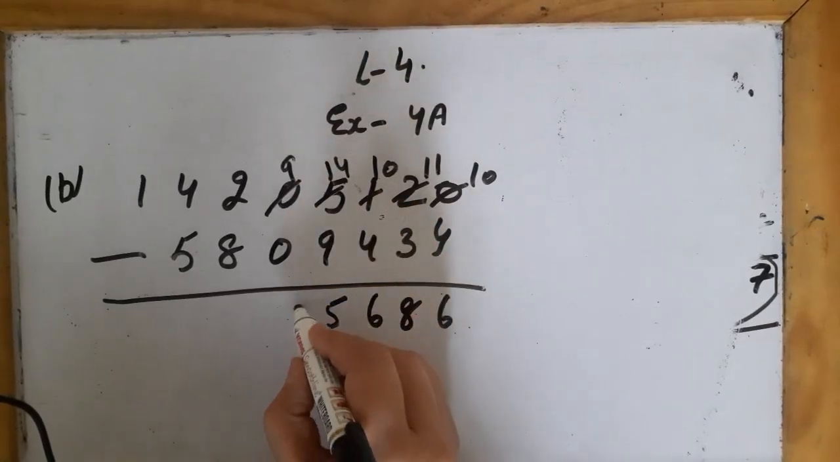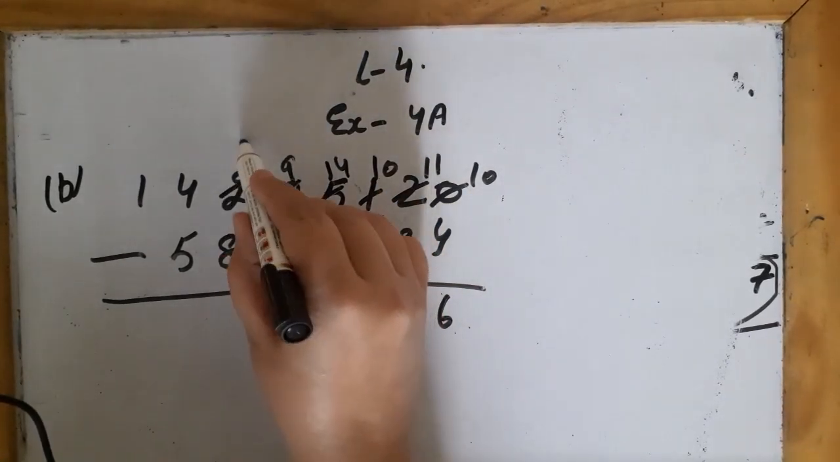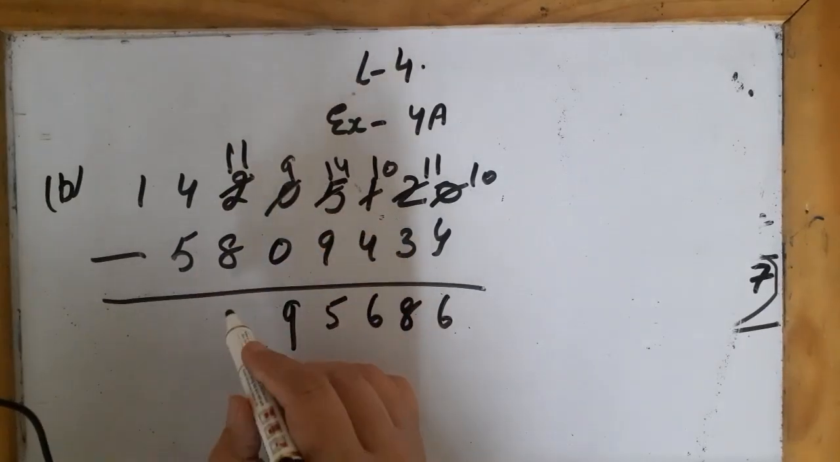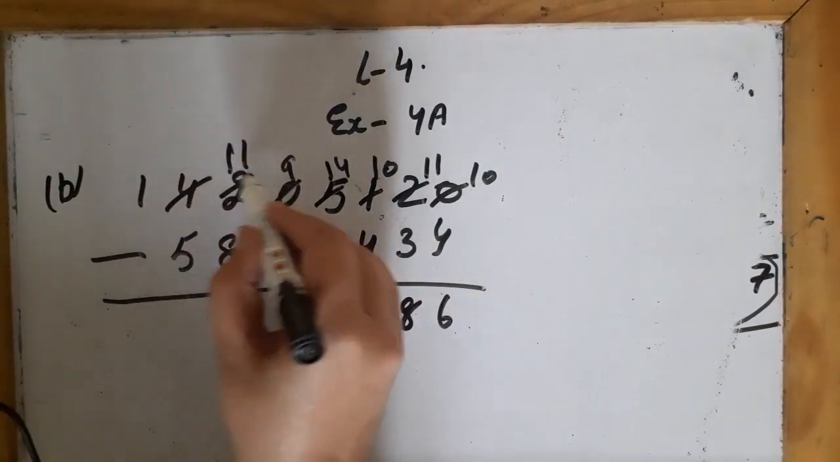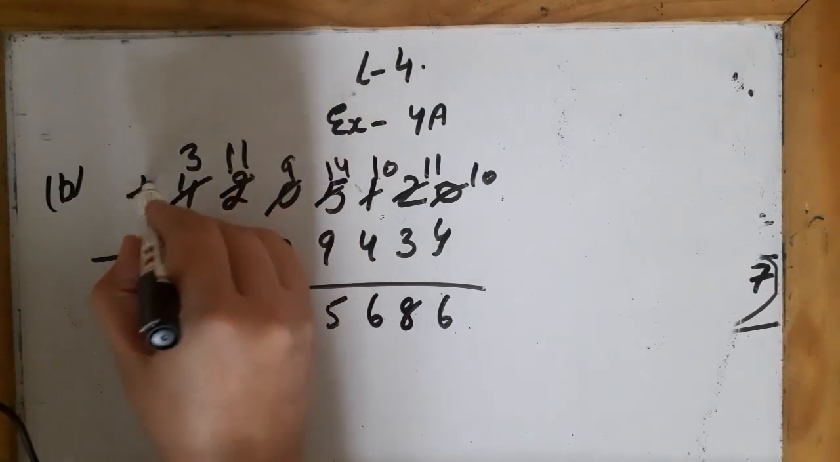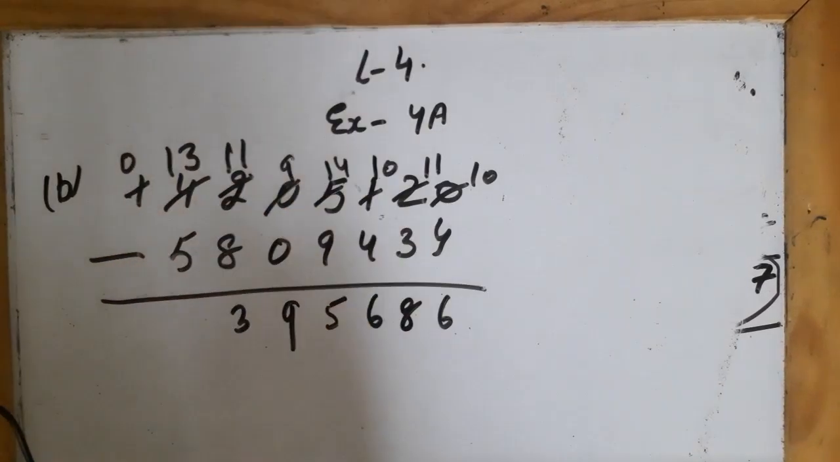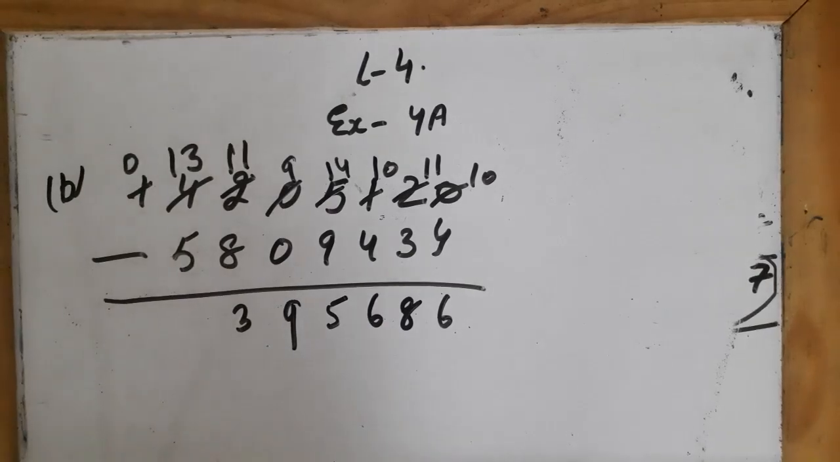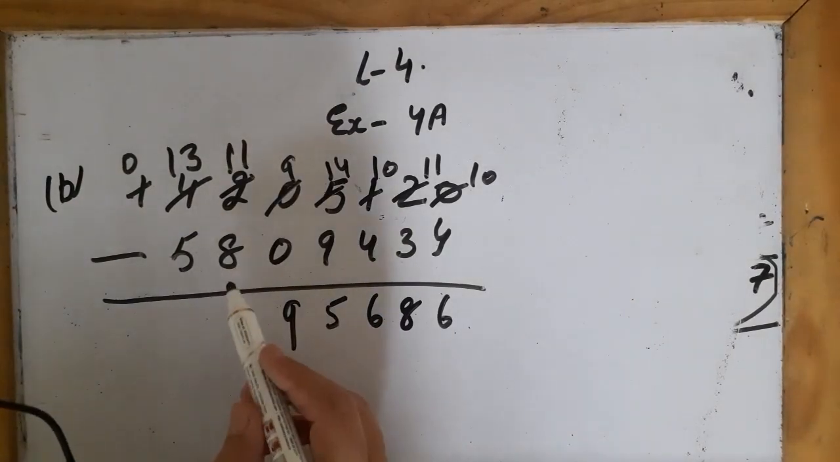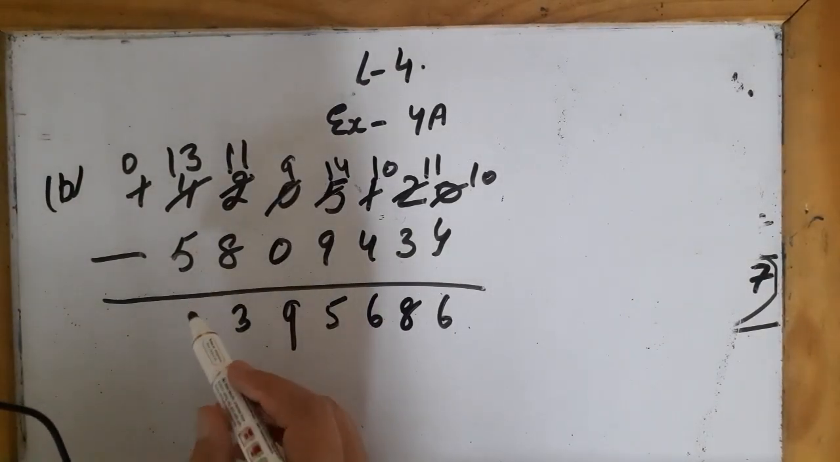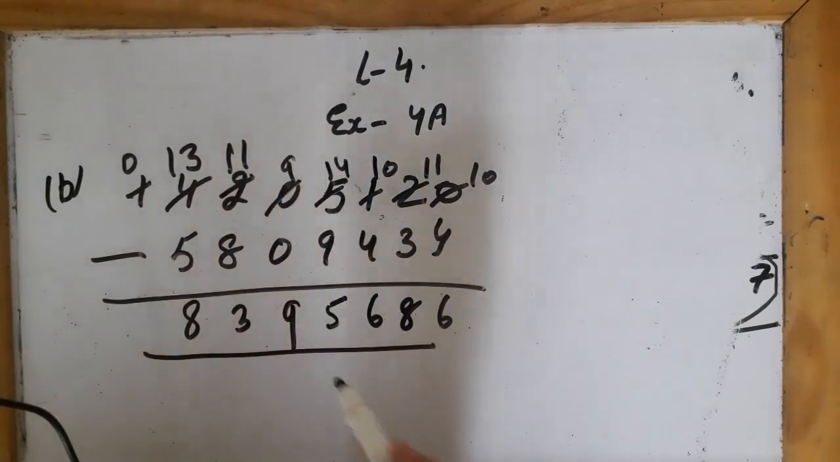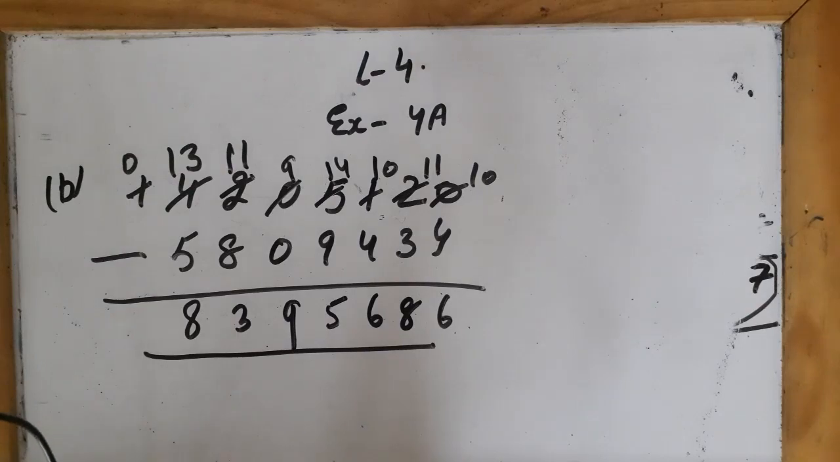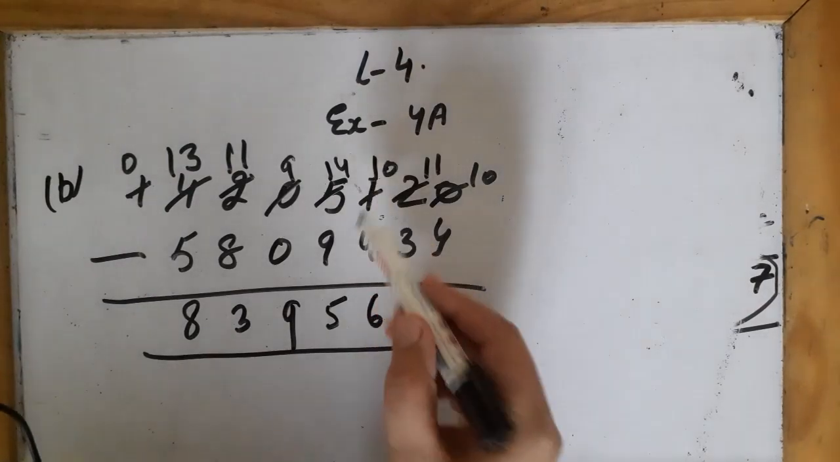9 में से 0, 9, but I have taken 1 from here. So 11 में से 8, 3. Now I have taken 1 from here, and I'll take 1 from here. 13 में से 5 will be 8, and so this is your answer when you subtract both these numbers.